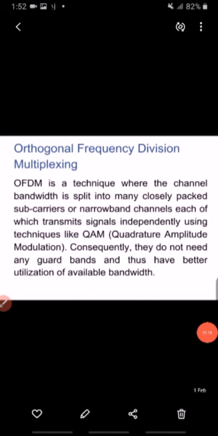So, consequently, they do not need any guard bands, thus have a better utilization of available bandwidth.